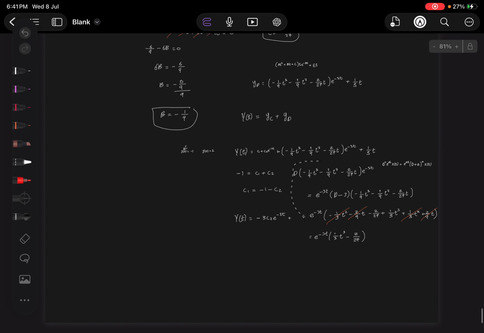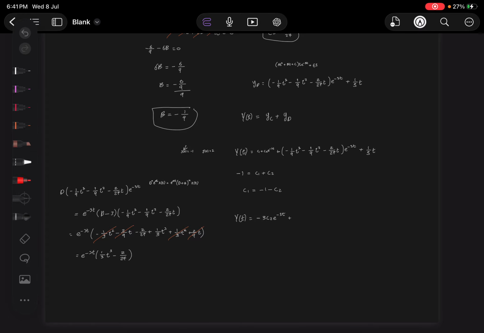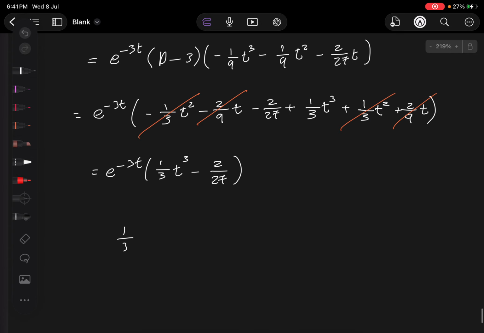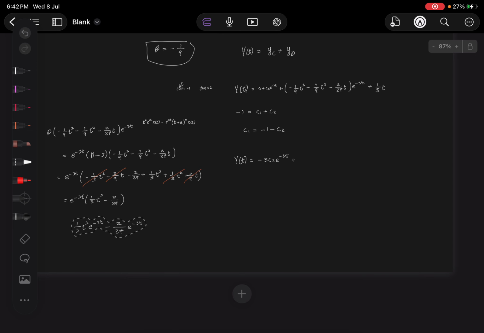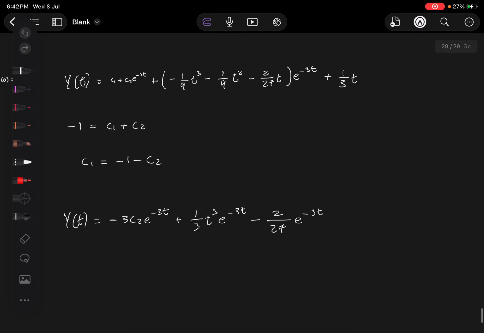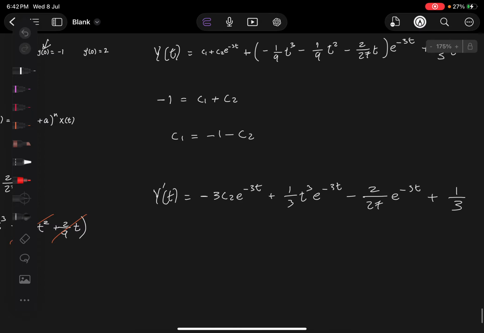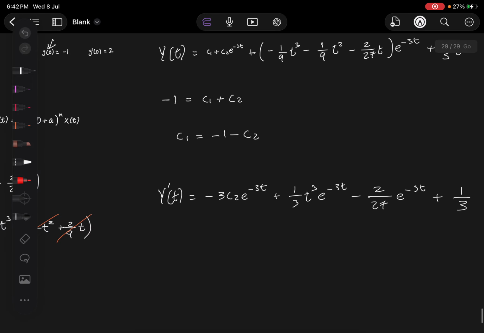Wait, I'm lost here. Yeah, let's take this to the other side. So the derivative of this is this. Let's distribute it once. So 1 over 3 t cubed e to the negative 3t minus 2 over 27 e to the negative 3t. So that's the derivative. Plus the derivative of this is 1 over 3. So that's the derivative of this. Fine. Next you apply this.